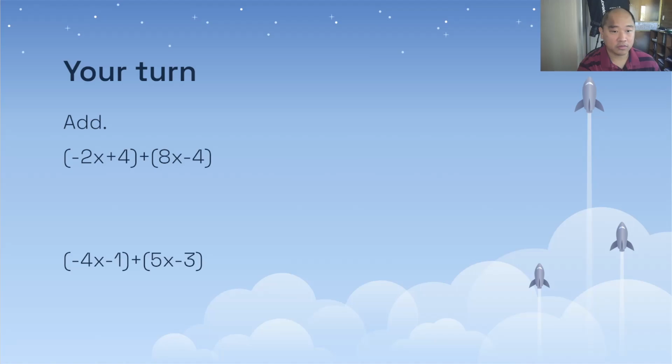Your turn. Welcome back. All right. 8 minus 2 is 6x. 4 and negative 4 cancel out. Negative 4x plus 5x, that leaves us with a single x. Negative 1 plus negative 4 is negative 5.